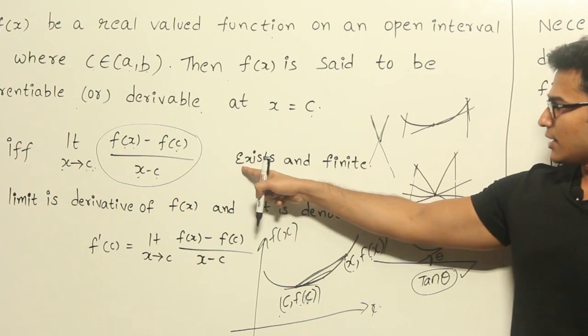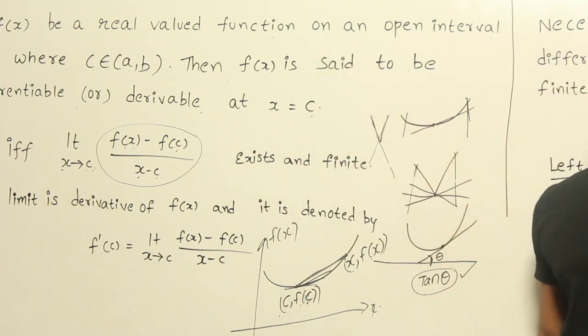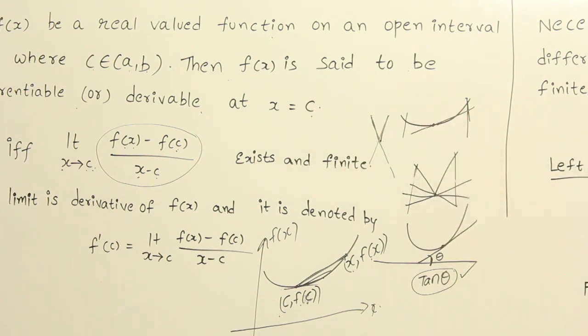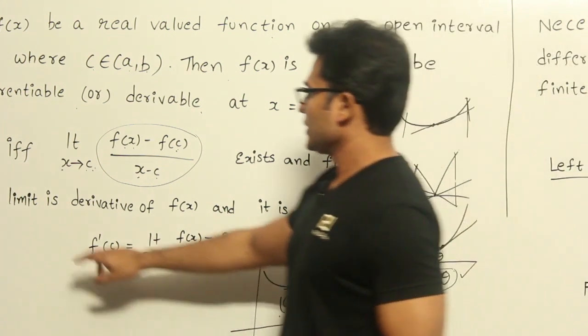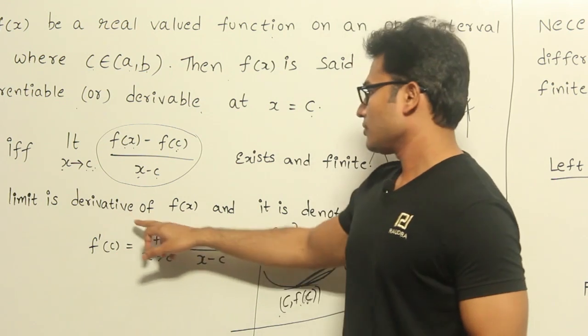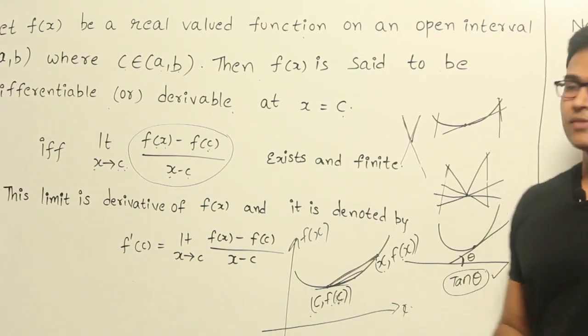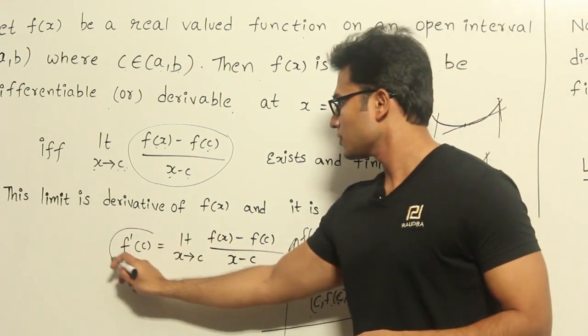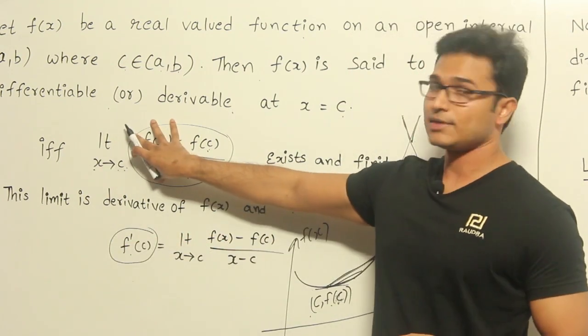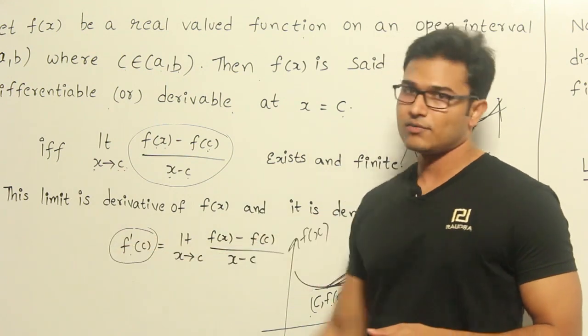Now if it exists and if it is finite, we can say that it is differentiable or derivable. This is one definition. Let's see one more definition also. This limit is the derivative of f of x and it is denoted by f dash of c. So sometimes we can also write it as f dash of c, like this. Whatever this limit is, we can also write it as f dash of c.